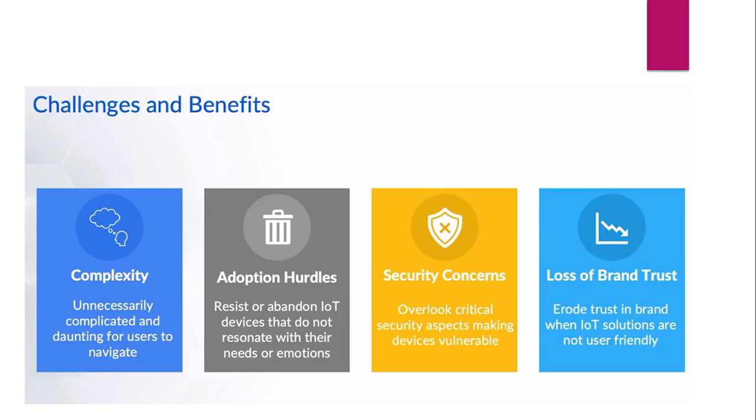And here, what are the different challenges and benefits available for the empathy map? First, complexity: it can be unnecessarily complicated and daunting for users to navigate. Adaptation hurdles: for example, in certain cases the IoT devices are not usable in certain locations. Next, we have to think about security concerns and loss of brand trust also. If you lose trust in a certain brand, you never go for that particular brand the next time. So that is another problem to deal with in the solution.